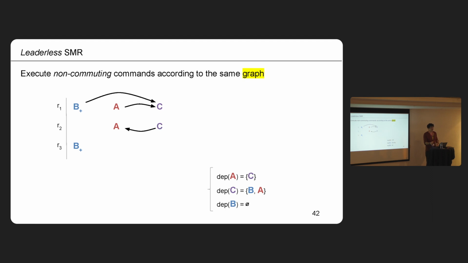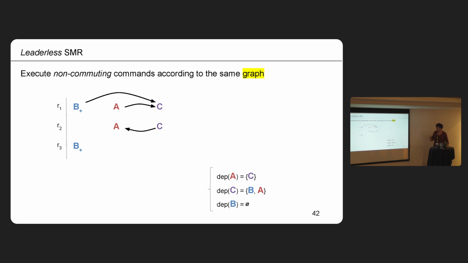So a third class of protocol, and this is the class that we are going to look at in detail in this talk, is called leaderless state machine replication. In that case, what we do is that we create a graph at each of the replicas. And we ensure that the commands that are non-commuting are properly ordered in this graph. And I will come back to this a bit later.